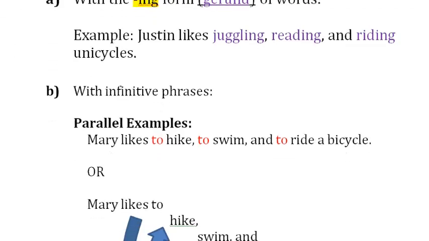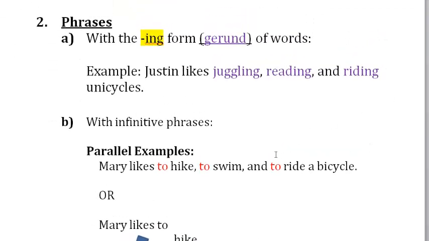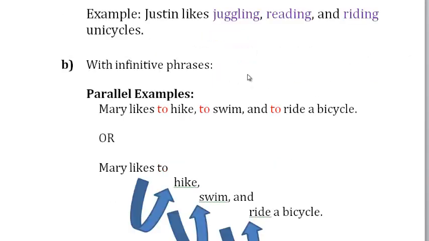We're going to look at two types of phrases. One is the gerund form. That is the ing form. For example, Justin likes juggling, reading, and riding unicycles. Each one of those ends in an ing. Each one of those is a gerund. The second type of phrase is the infinitive phrase.